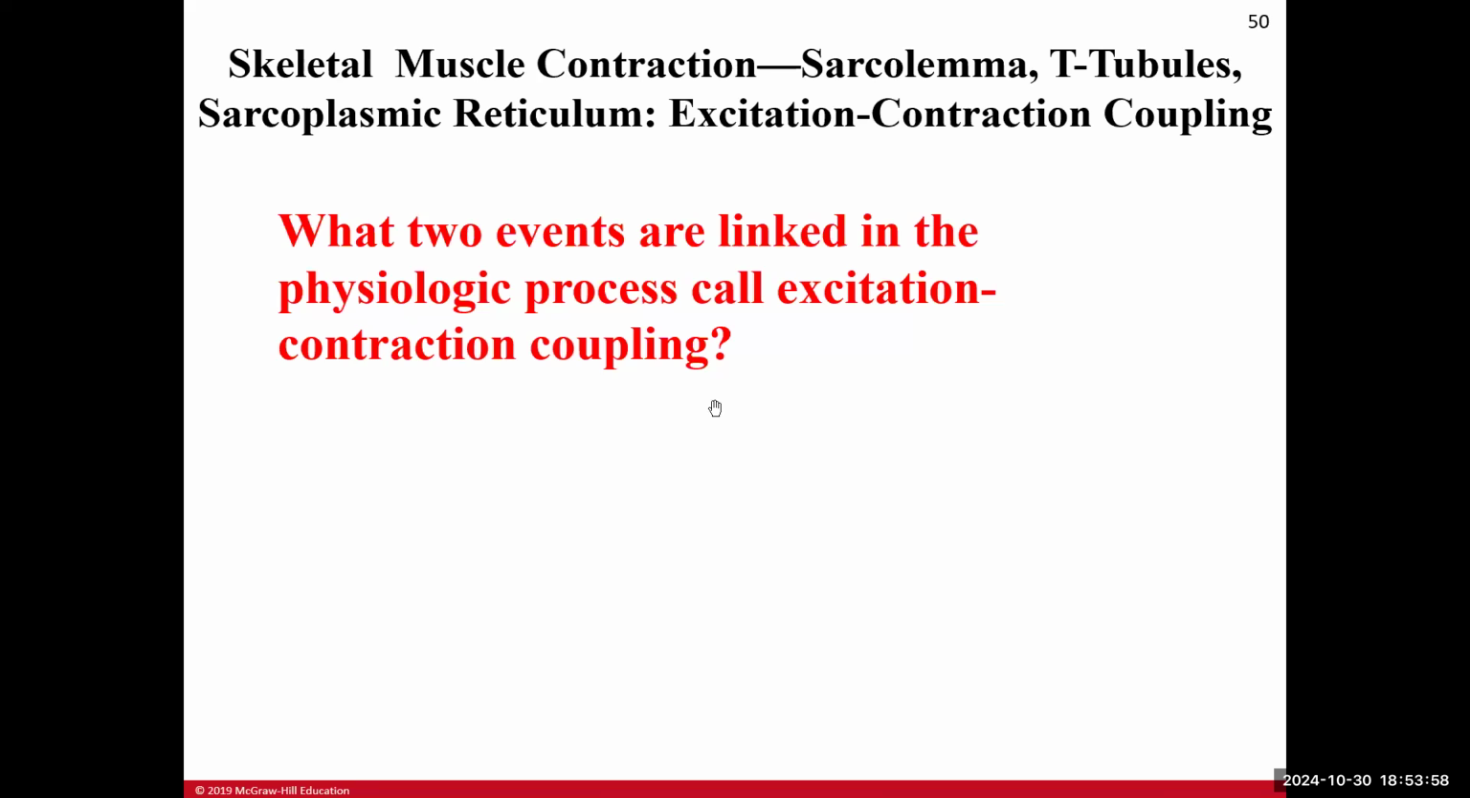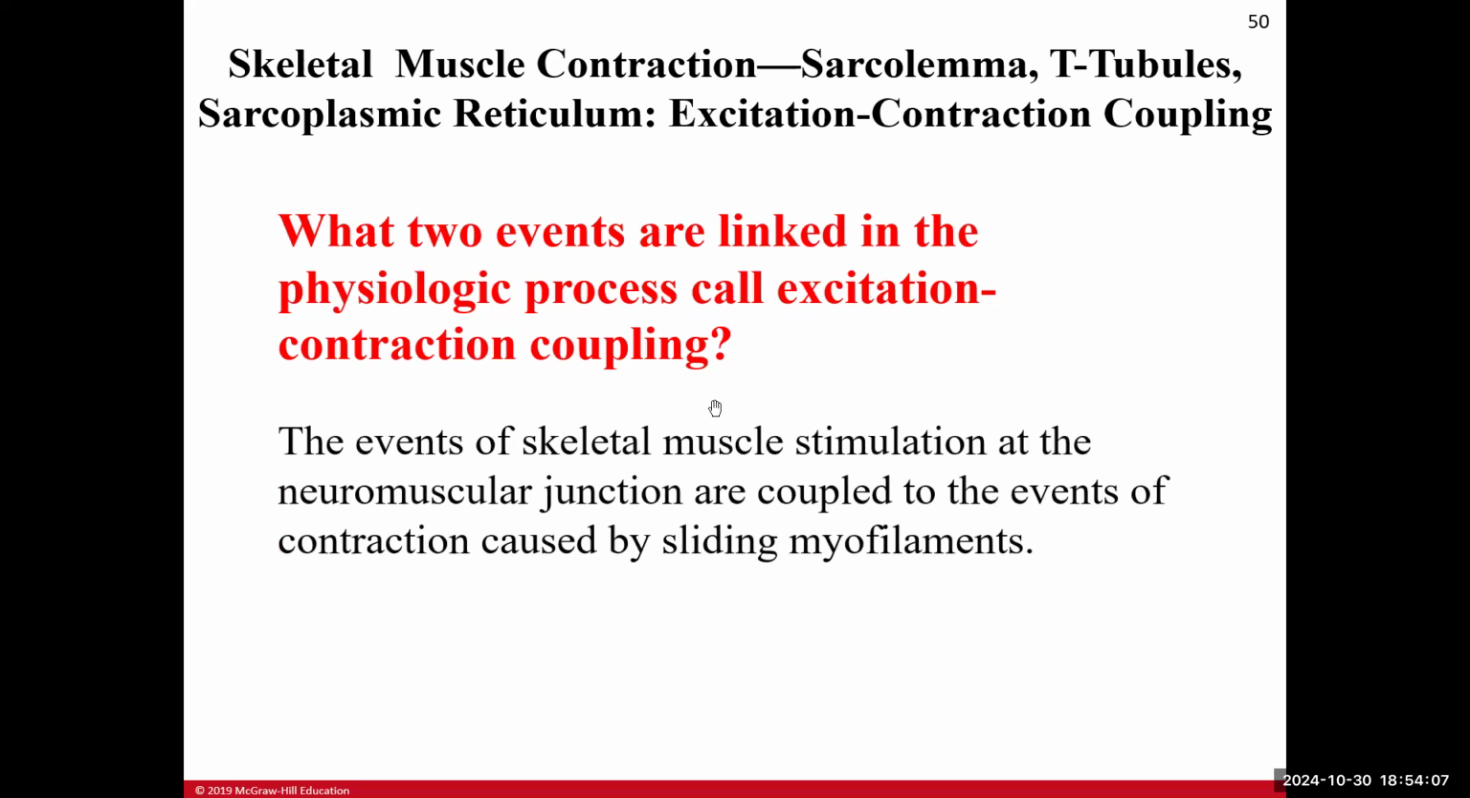So what two events are linked in the physiological process that we call excitation-contraction coupling? That's the first event, which is the neuromuscular junction there, right? That's going to occur. And we haven't talked about the crossbridge formation or our sliding myofilaments, but we're essentially going to unite the first part of the whole contraction process with the last part of the contraction process, which is the sliding myofilaments. So that's what we're going to cover here in a second.